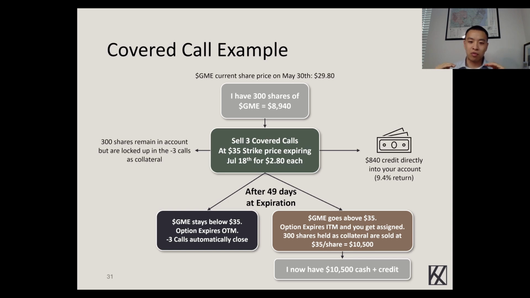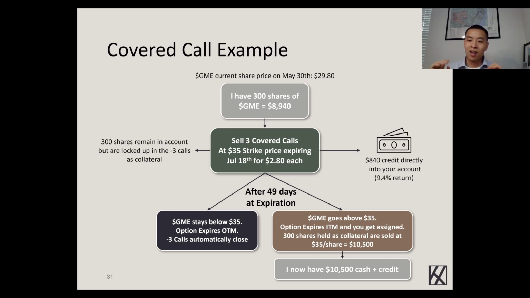So we're selling 3 covered calls at a strike price of $35, expiring July 18th. That's roughly 49 days away from May 30th. And each call is $2.80. So that means we get 280 per contract. 280 times 3, we immediately get $840 of credit directly put into our account. And right there, that's like a 9.4% based off the 300 share value of GameStop that I already have.